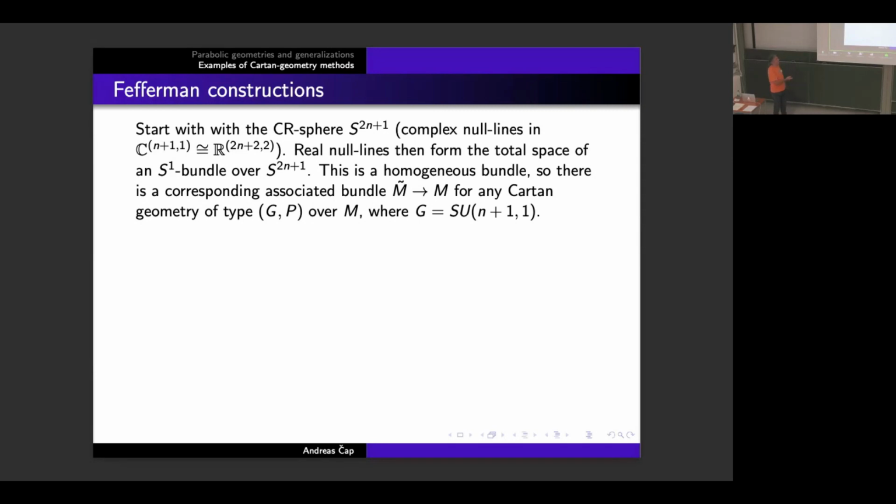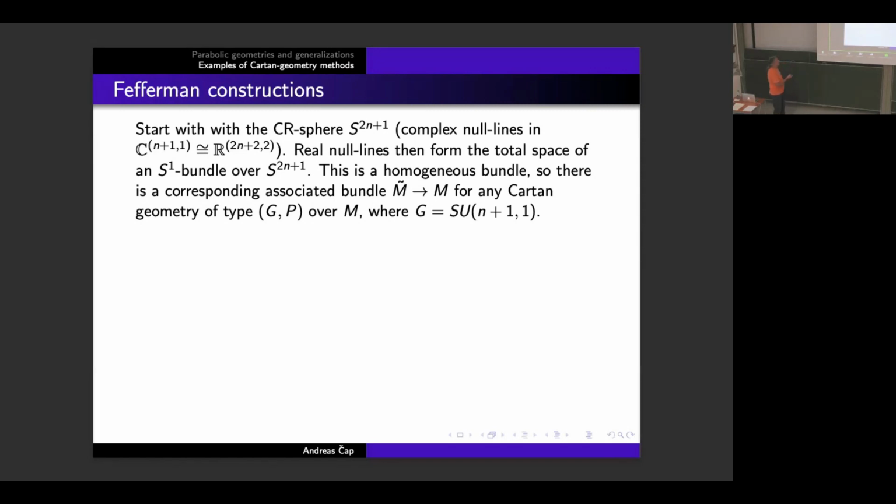Okay, and since this is a homogeneous vector bundle, it actually comes from a specific representation of the groups in question. So you can immediately get a corresponding S1 bundle by forming the corresponding associated bundle to the Cartan bundle over any CR manifold. Then you just do a bit of extension of structure group, and you read off that the total space of this S1 bundle inherits a Cartan geometry with group now SO(2n+2, 2). And this means a Lorentzian conformal structure.